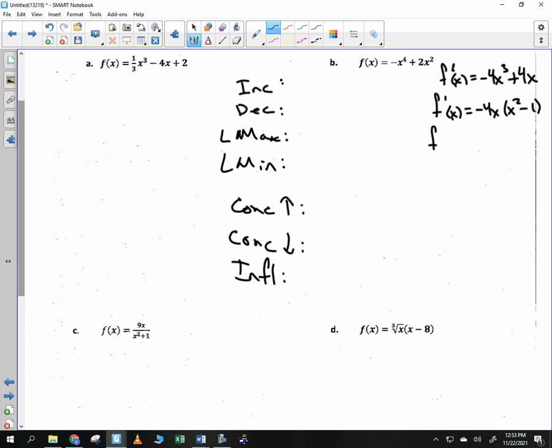So therefore, f prime of x is equal to negative 4x times x plus 1 times x minus 1. Sometimes we can use what we call interval testing, and sometimes we can use a graph. I happen to know what this graph looks like. At what values does this graph cross the x-axis? Negative 1, 0, and 1.